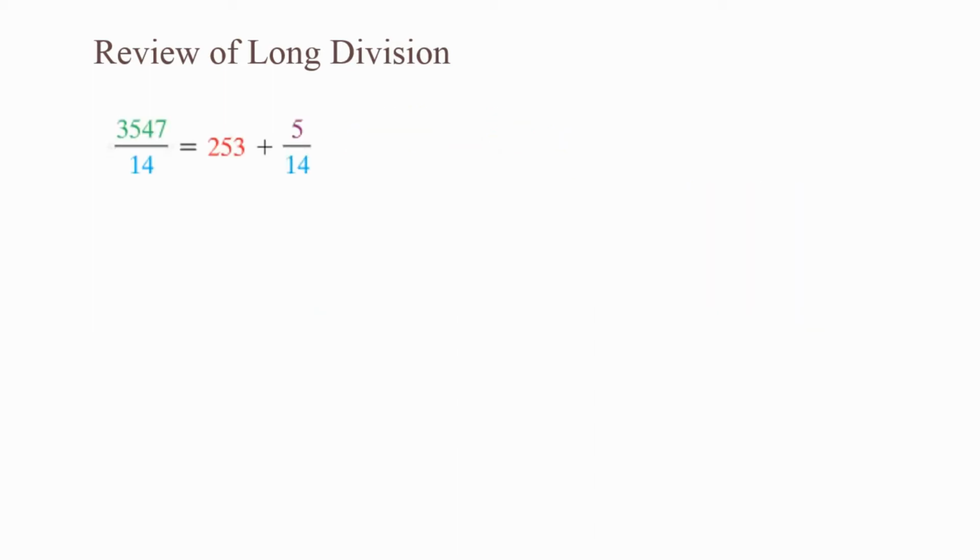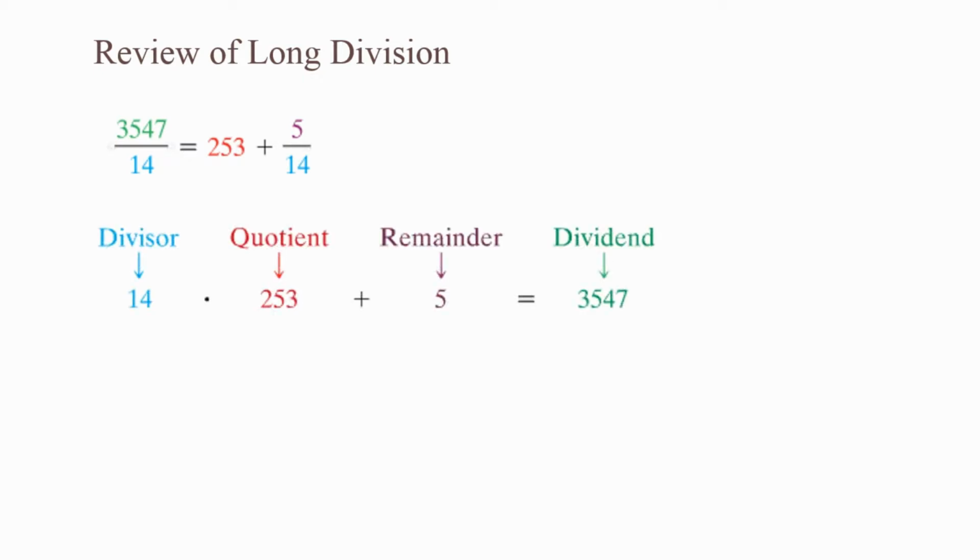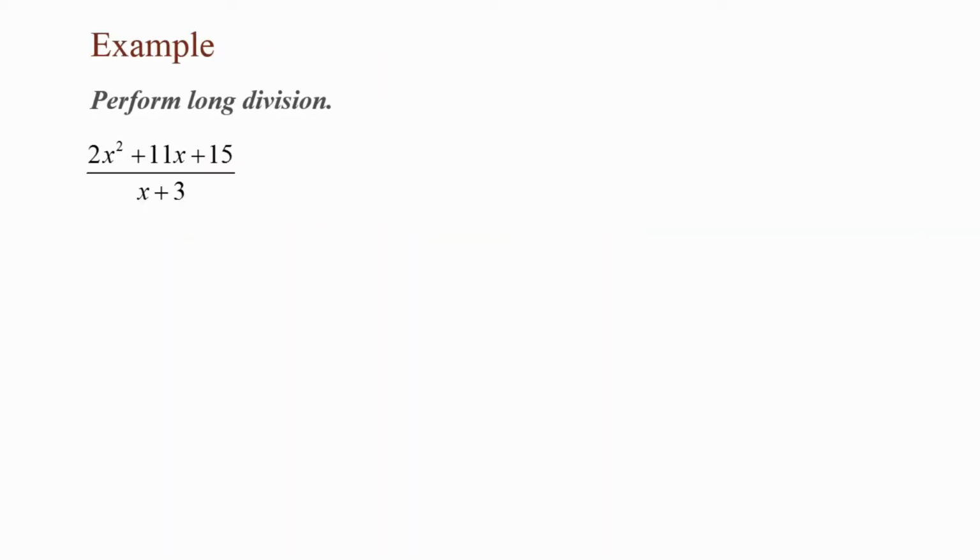3,547 divided by 14 equals 253 plus 5 over 14. To check, my divisor, 14, times my quotient of 253 plus my remainder of 5 equals my dividend, which is the numerator, 3,547. In this example, we're going to perform the long division, 2x squared plus 11x plus 15 divided by x plus 3.